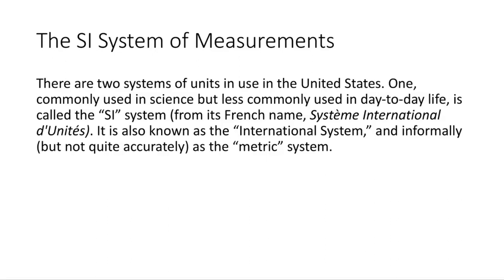There are two common systems of measurements in the United States. One is commonly used in science, but less commonly used in day-to-day life, and is called the SI system. It is also known as the International System and informally, but not quite accurately, known as the metric system.